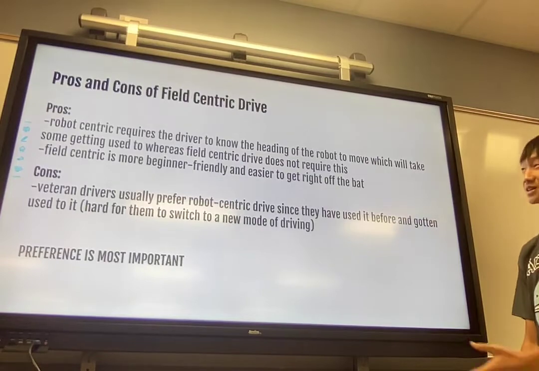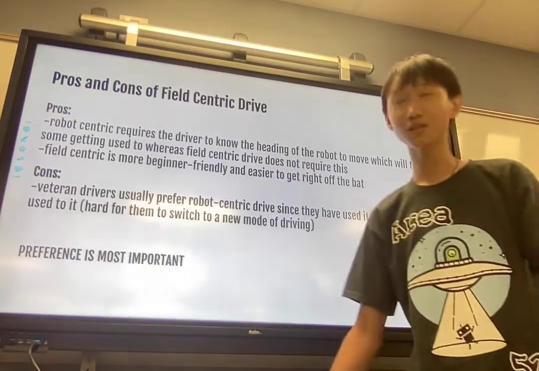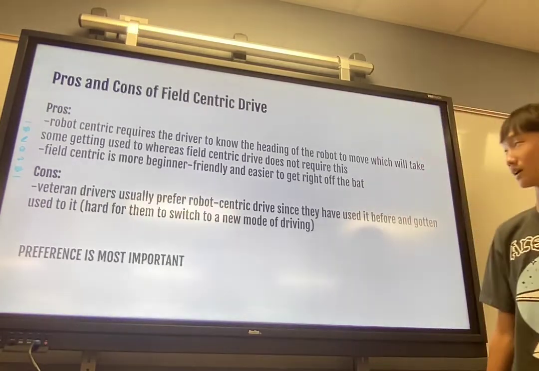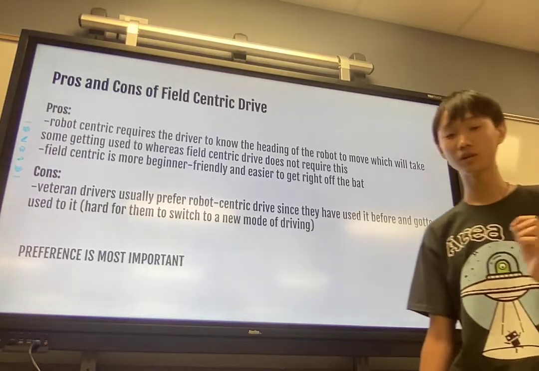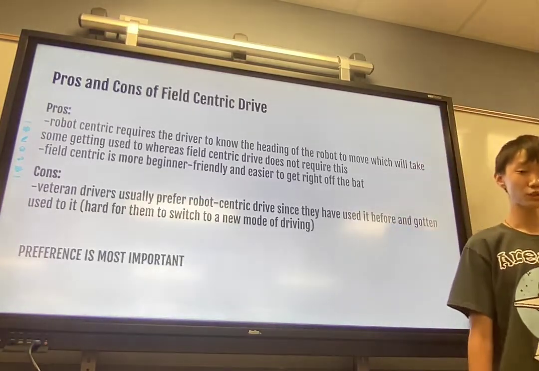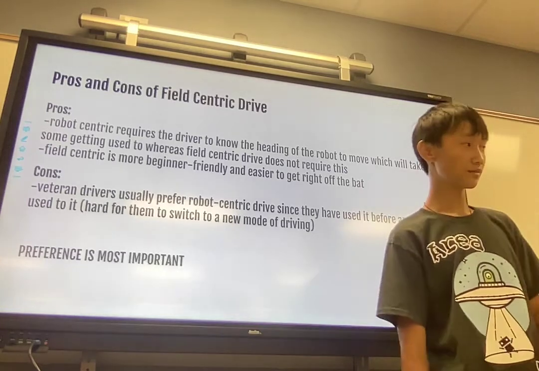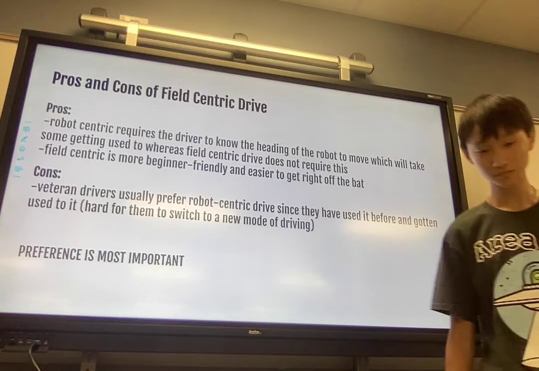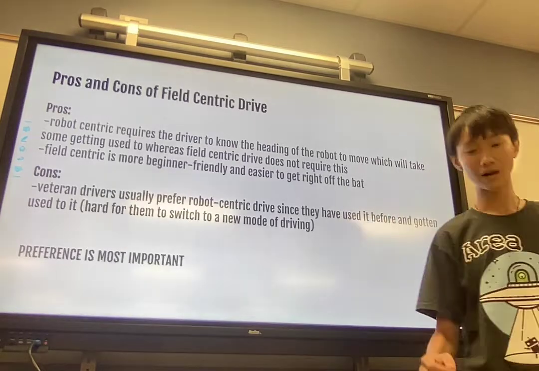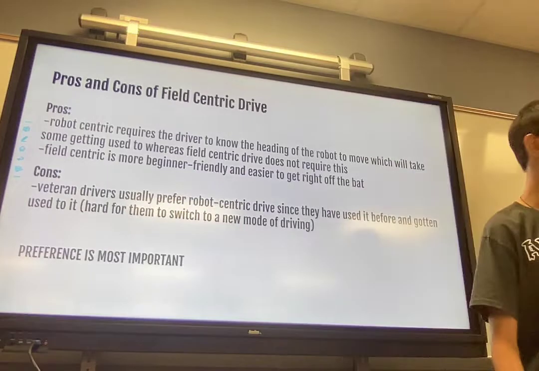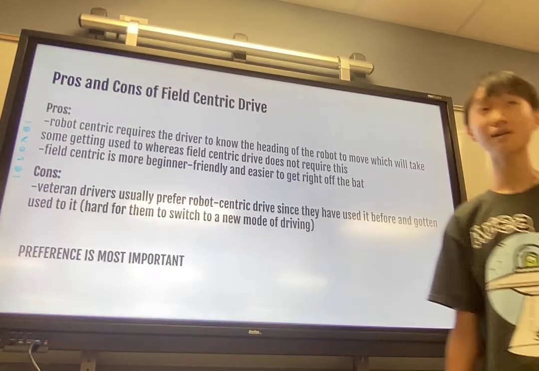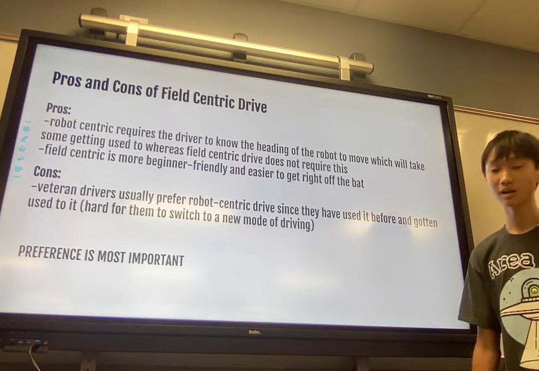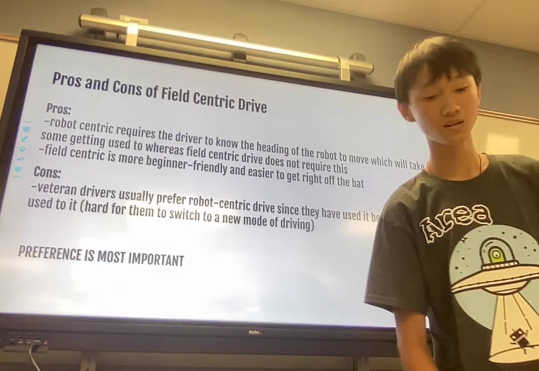So some of the pros and cons of field-centric drive are that, first of all, the pros: field-centric drive doesn't require you to know the heading of the robot, and robot-centric drive does. So when you're driving and you're looking at the field, you need to know which way the robot is oriented in order to drive correctly. But for field-centric drive, you don't need this. You can just drive without seeing which direction the robot is facing. And then field-centric drive is also a lot more beginner-friendly, and it's easier to control the robot right off the bat instead of robot-centric drive, which takes some more getting used to.